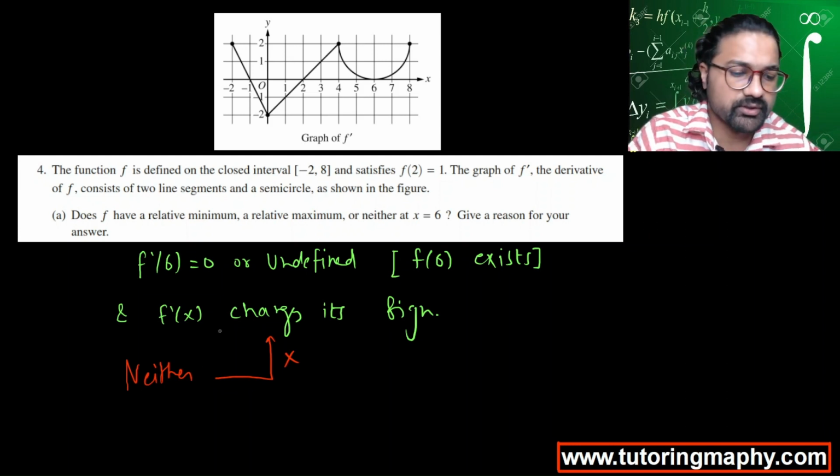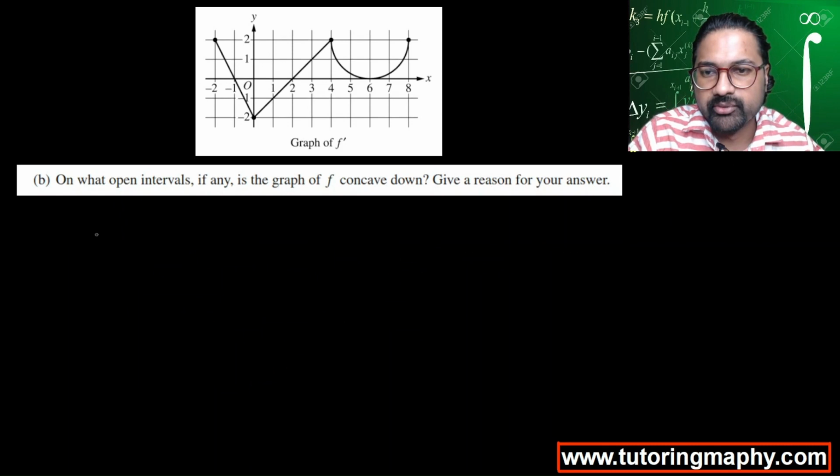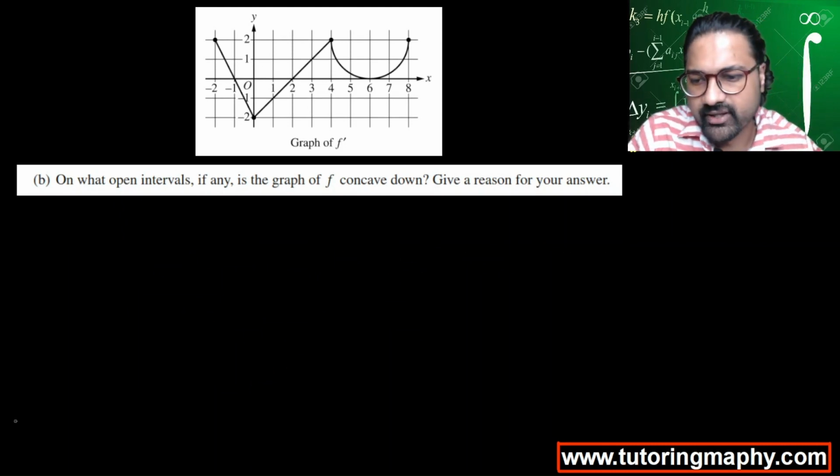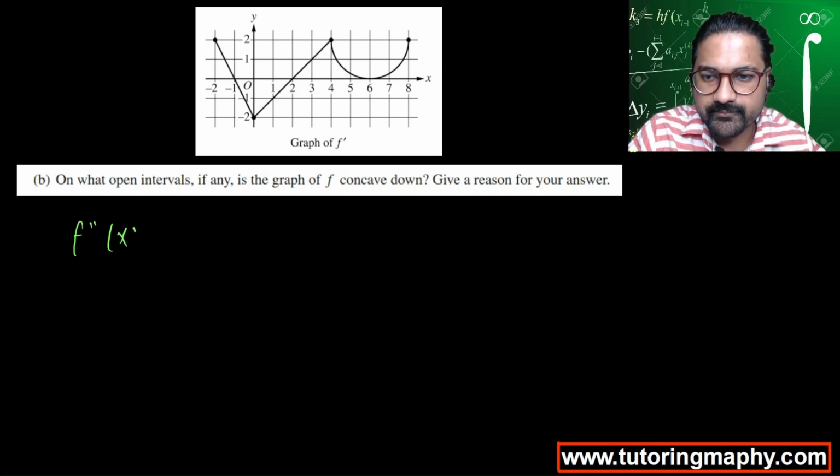All right, pretty straightforward. Next question: on what open intervals, if any, is the graph of f concave down? Let's ask ourselves, when is the graph of the function concave down? When its second derivative is negative or less than 0.